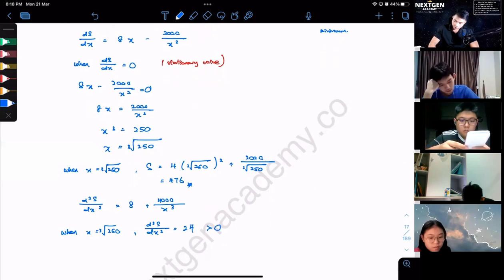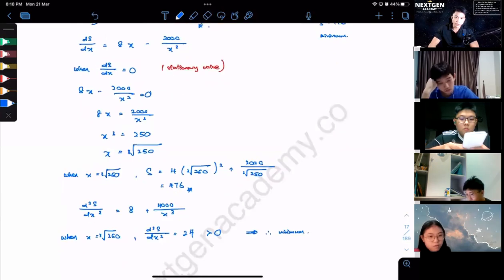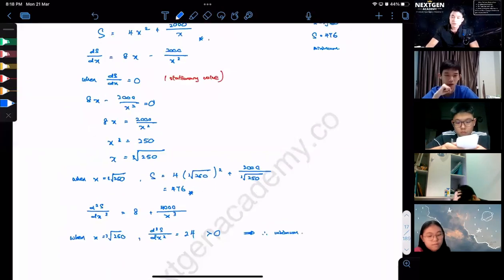Therefore, we can just write therefore minimum. You don't have to write one whole sentence. Don't waste your time doing that. As long as we got the key points there, it's fine already. So this is how you get 5 marks.